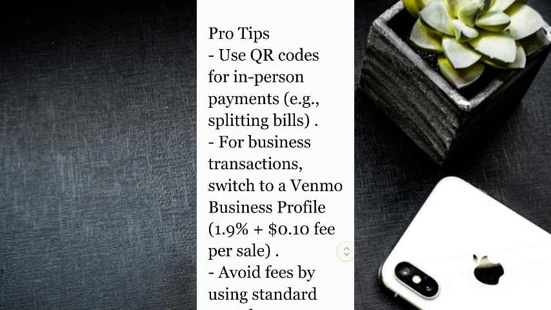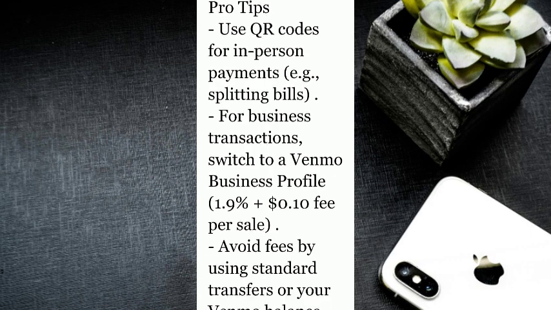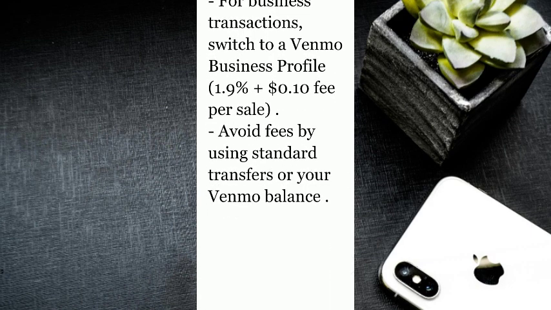Let's look at pro tips. It is advisable to use QR codes for in-person payments, for example, splitting bills. For business transactions, switch to a Venmo business profile. It has a 1.9% plus $0.10 fee per sale. Next, avoid fees by using standard transfers or your Venmo balance. For international transfers, Venmo does not work, so you use alternatives like Wise or PayPal.